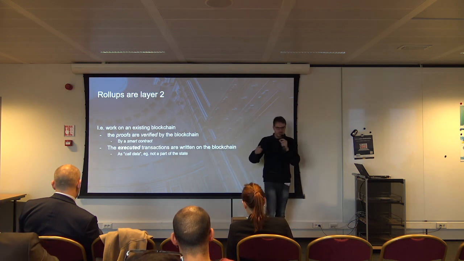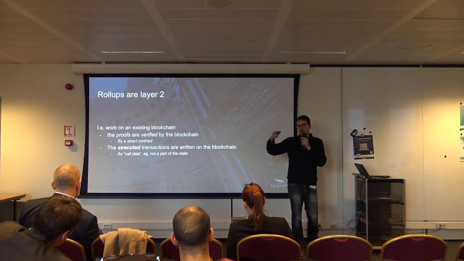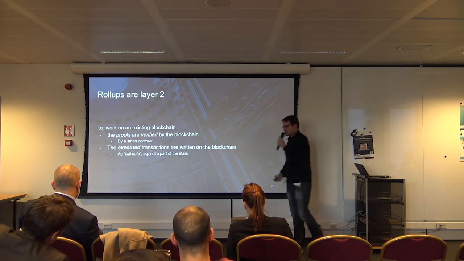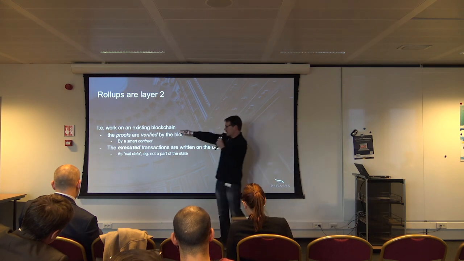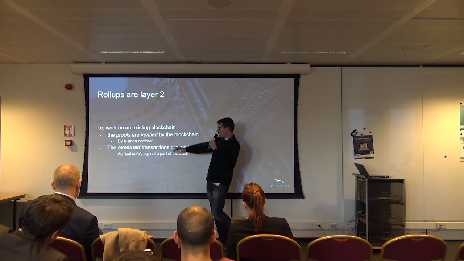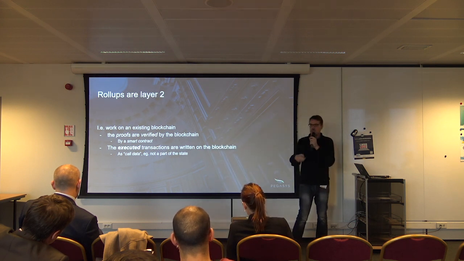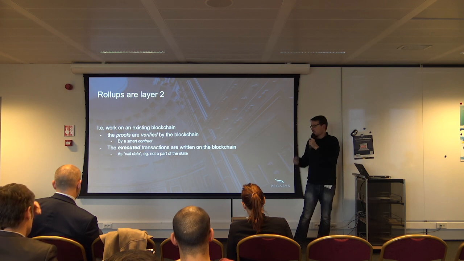So a rollup is something that is built on top of a blockchain that will do a lot of things that blockchains do, but without changing it. So we will have proof verified by the blockchain, and the executed transactions will be on the blockchain, but they won't have to be re-executed by the blockchain. The proof is enough.